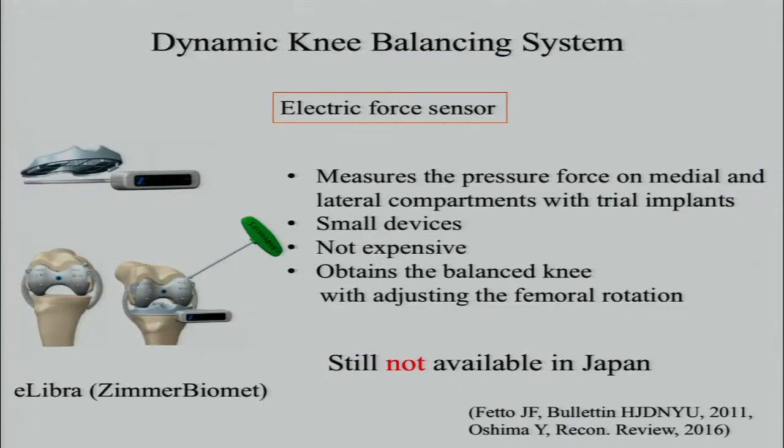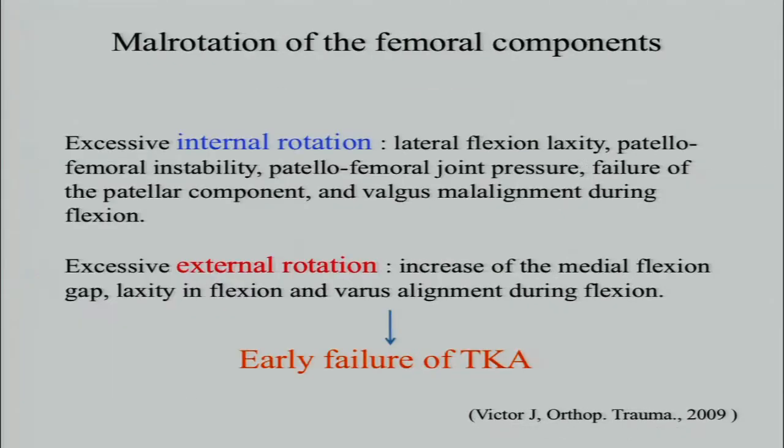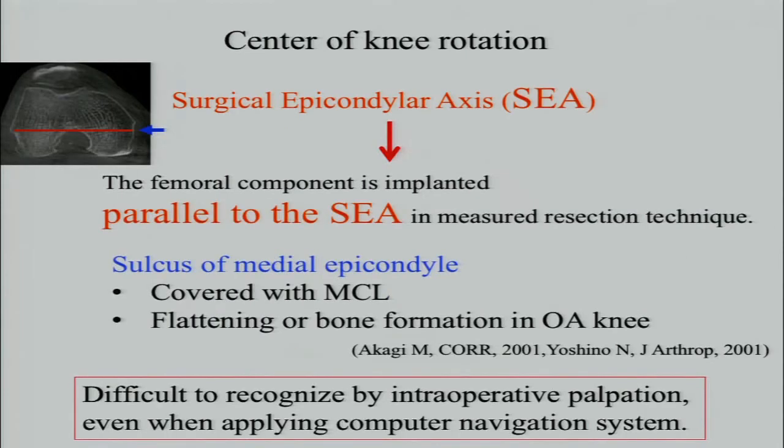Quite expensive anyway. For adequate soft tissue balancing, electric force sensors have been developed. These could obtain a balanced knee with optimal femoral rotation. However, they are not available in Japan. Malrotation of the femoral component, even excessive internal and external rotation, can lead to early failure of TKA because of PF complications and knee instability.